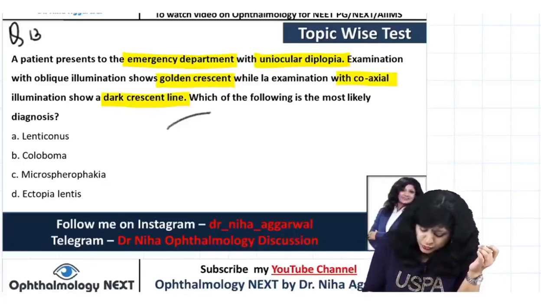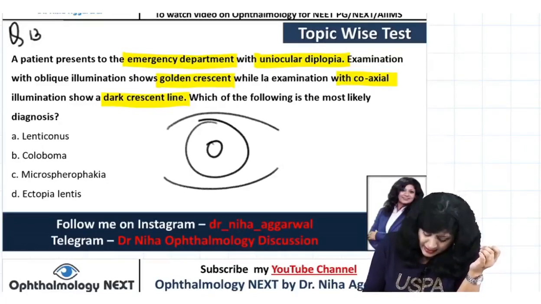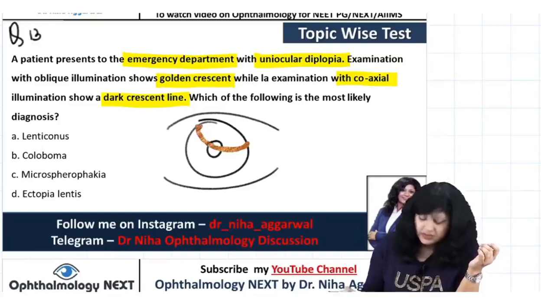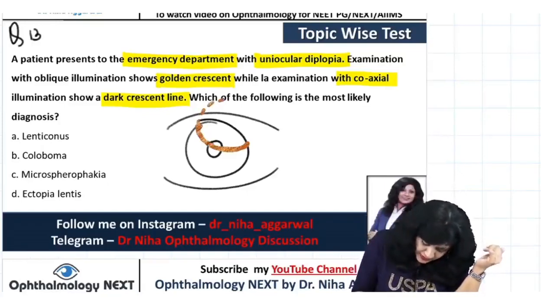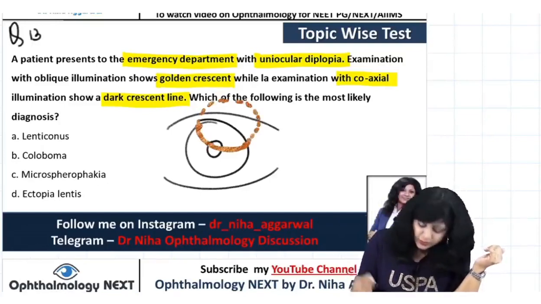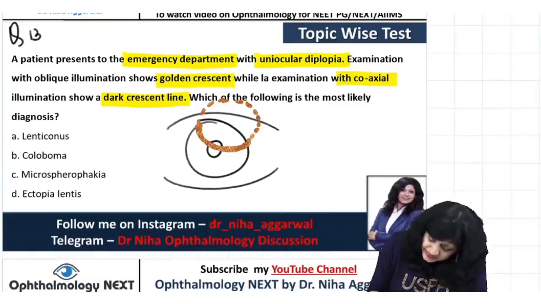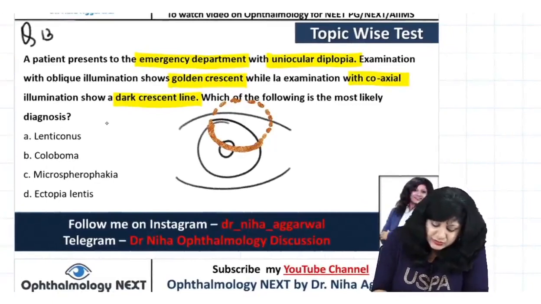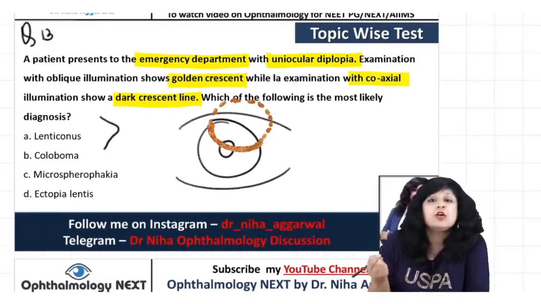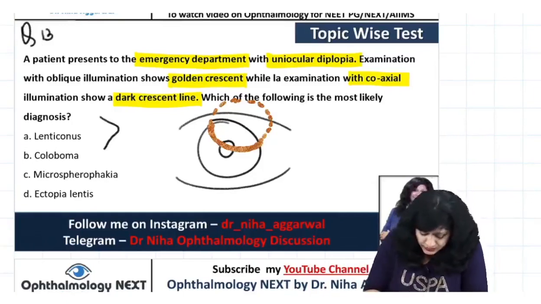So if you do the examination, what they are trying to say is you are seeing an apex, a dark crescent line. This dark crescent line that you see is actually due to subluxation of the lens. The lens has shifted upwards, so this area you will see as a dark crescent. Now look at the options. One is lenticonus. In lenticonus you will see a conical protrusion of the lens. You won't see the dark crescent edge, so it is not there.